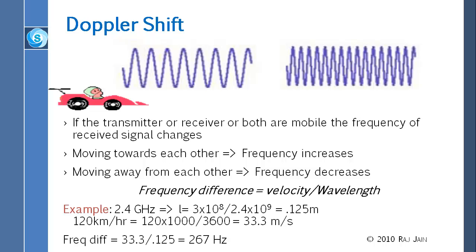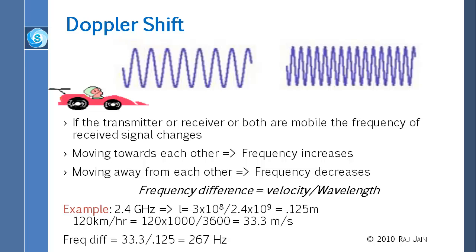If the signal frequency is going down, the car is going away. Actually, amplitude also changes, by the way. When the car is coming towards you, the amplitude is going up, and when the car is going away from you, the amplitude goes down, but the frequency also changes. So that change in frequency is called the Doppler shift.